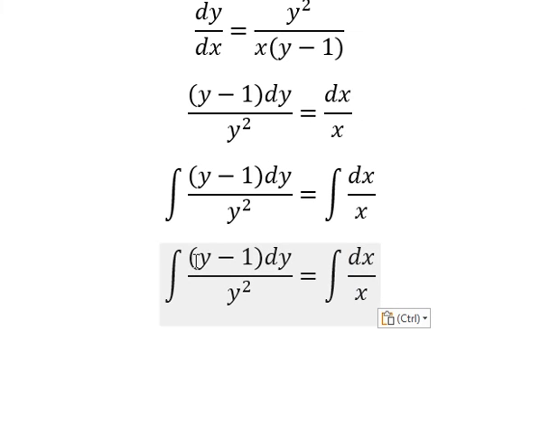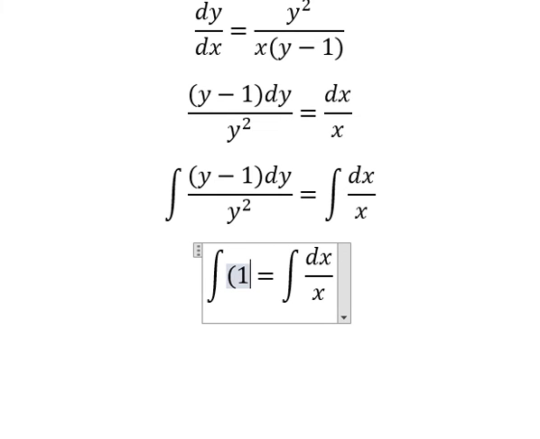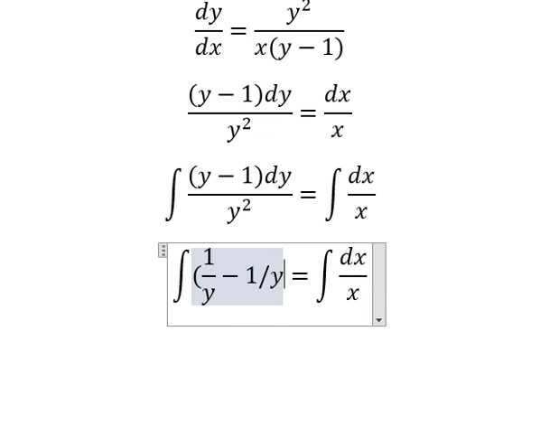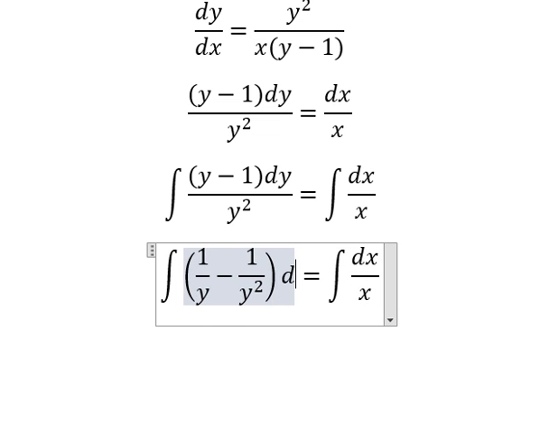Next, y divided by y squared, 1 divided by y squared. So we have 1 over y minus 1 over y squared dy.